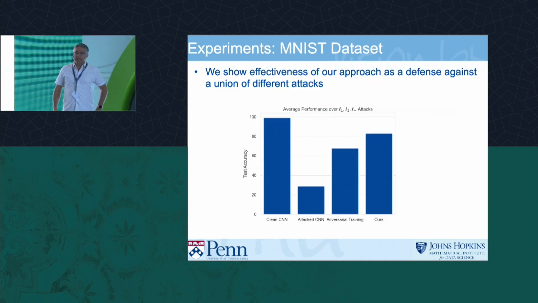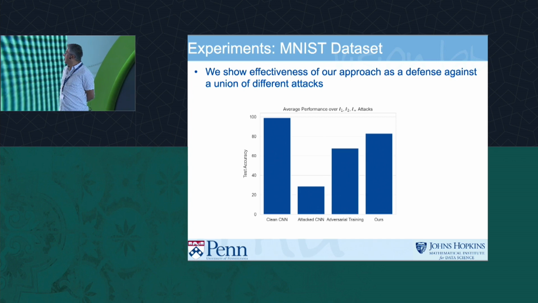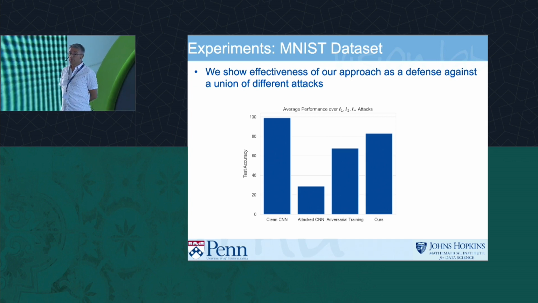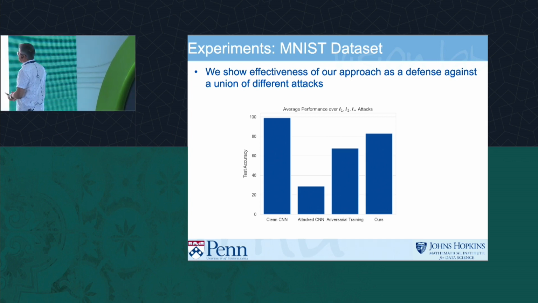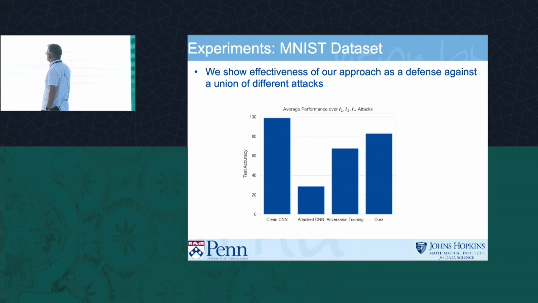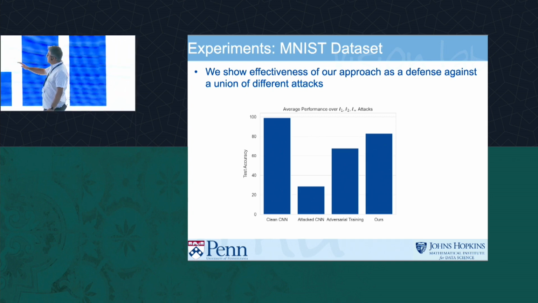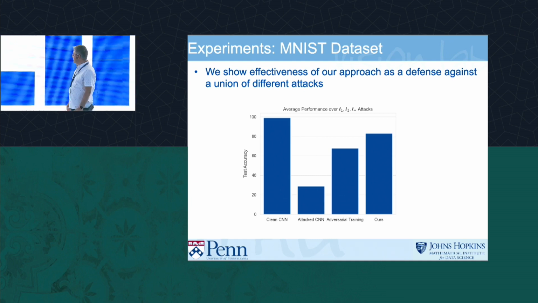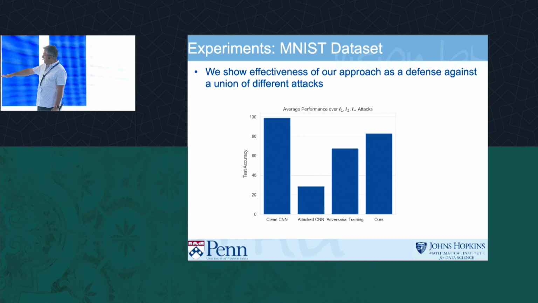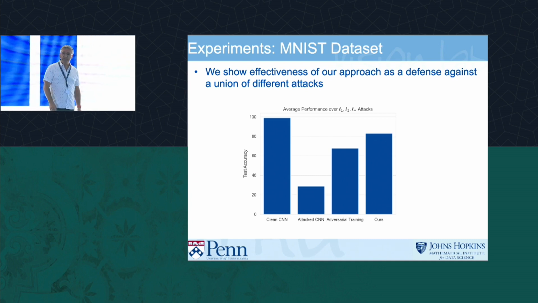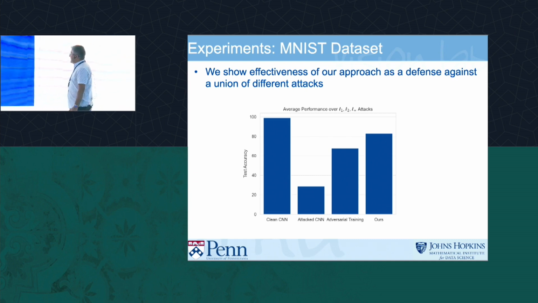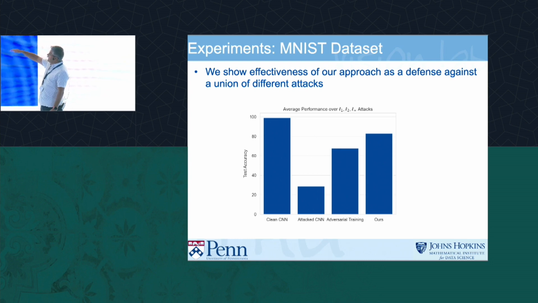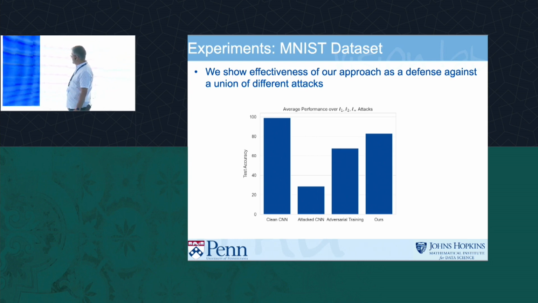You will see in the poster many more evaluations, but here I just wanted to summarize what happens in practice. This is on the MNIST data set, so if you have a network, you train it, you get 99.99% accuracy. If you attack the CNN, now the accuracy might be 20-something%. If you do adversarial training, you get back the accuracy to 75%.